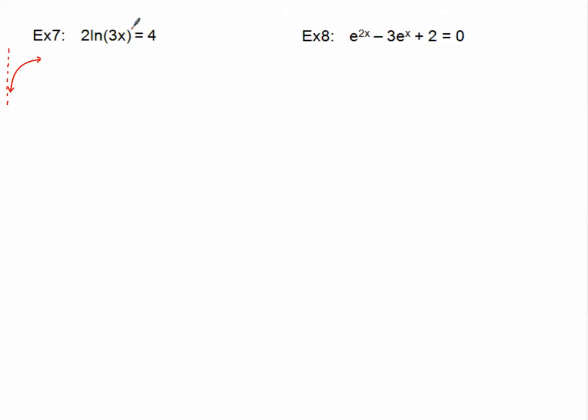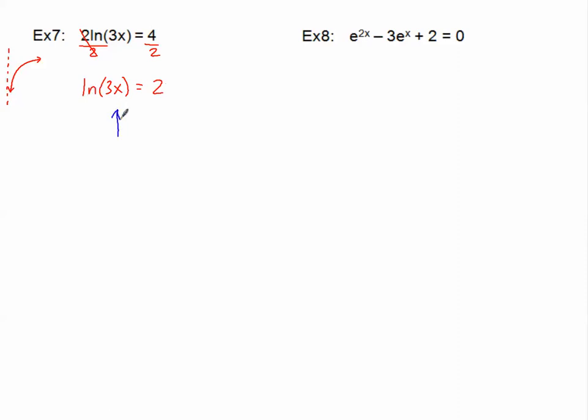But I'd prefer not to deal with the quadratic if I don't have to. This really is just a 2 that I can just divide away. I can divide that to both sides. So I'll have the natural log of 3x is equal to 4 divided by 2, which is 2. So now we're trying to figure out what this answer is. And this logarithmic form doesn't really help me.